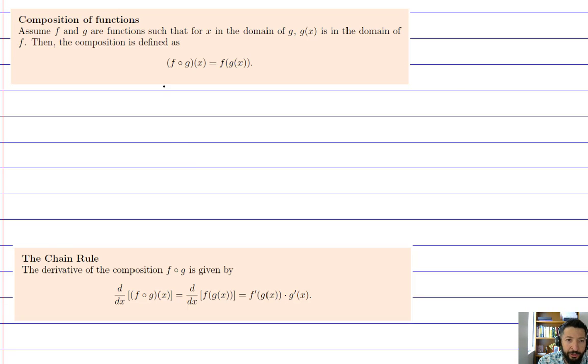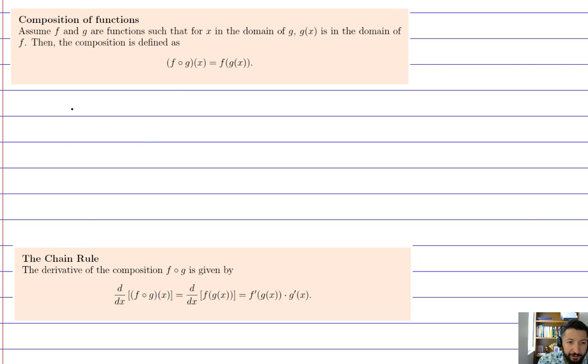Today we will talk quickly about composition of functions, and then we will use that to introduce the chain rule that will allow us to take derivatives of composite functions. We'll do a few examples and we'll finish with that. So let's get to it.